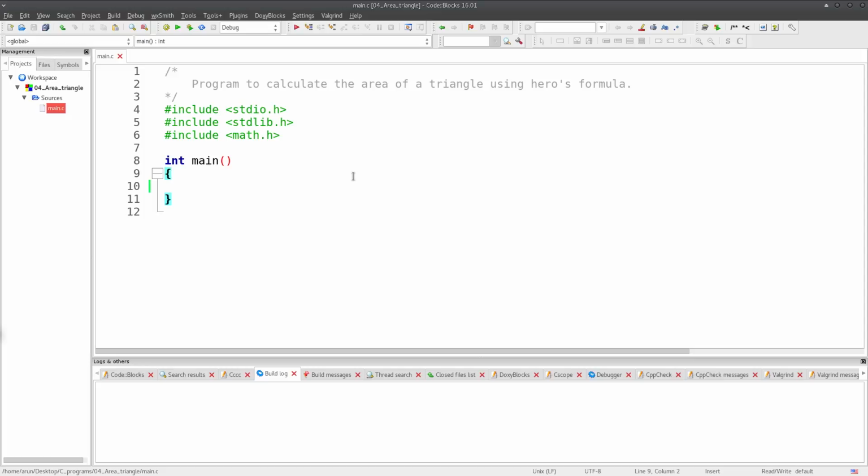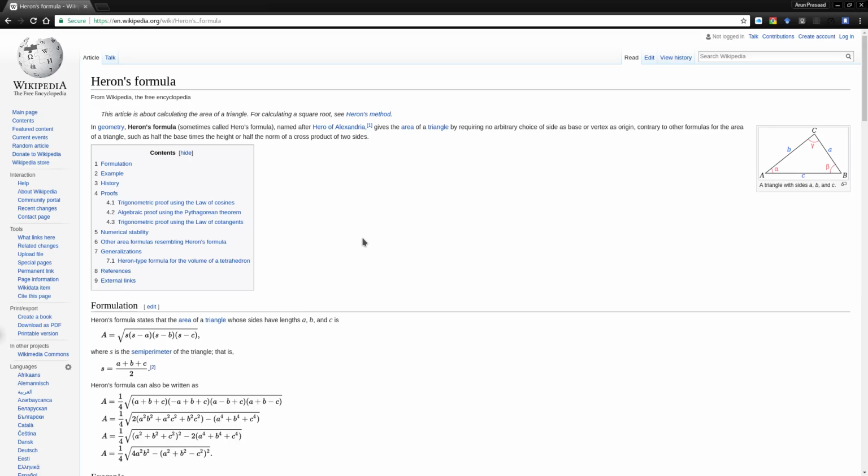This series is tutorials on C programming, and in this tutorial we will be calculating the area of a triangle using Hero's formula or Heron's formula. Now this is a page from Wikipedia, and it explains about Heron's formula, also called Hero's formula.